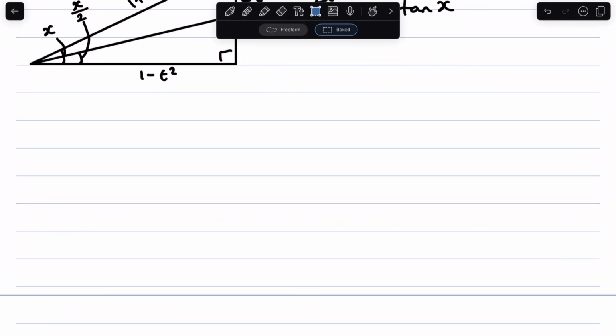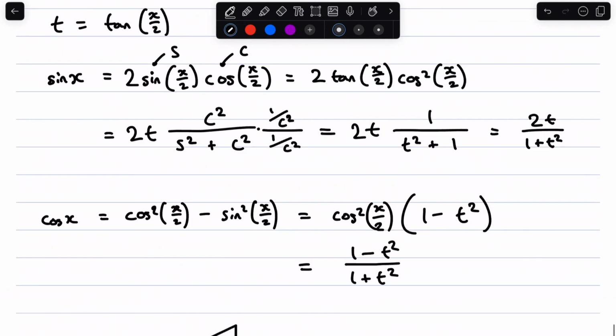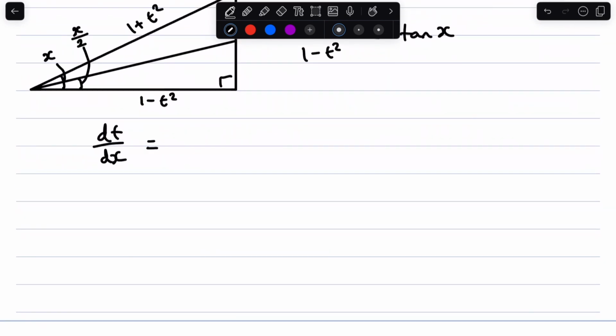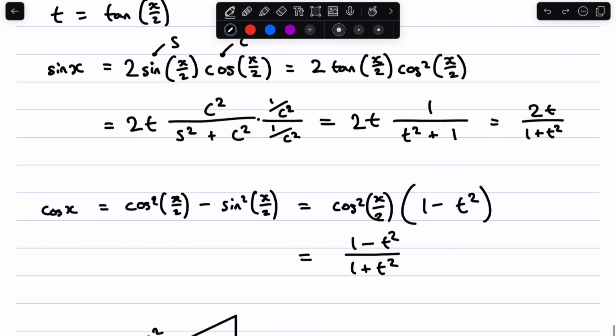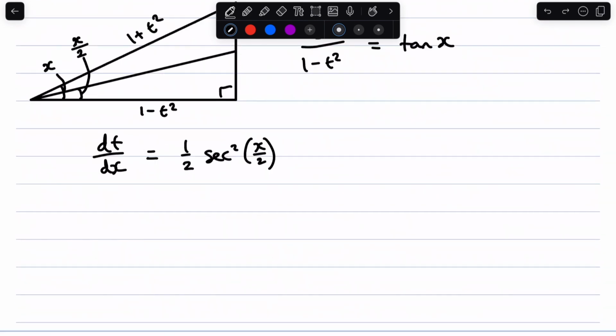Finally, we might want to know how dx and dt relate. So if we look at dt by dx, this is just d of tan of x over 2 by dx. This will be a half sec squared x over 2. This factor of a half has come from differentiating the half x in the tan of x over 2. From here we can use our trigonometric identities and see that sec squared is the same as 1 plus tan squared. So this is 1 plus tan squared of x over 2, all over 2. And so that's the same as dx by dt equaling 2 over 1 plus t squared.